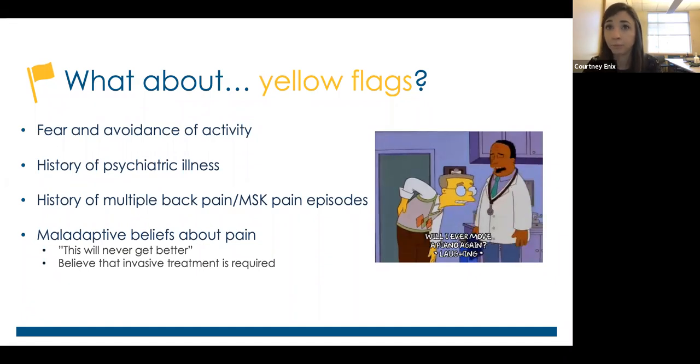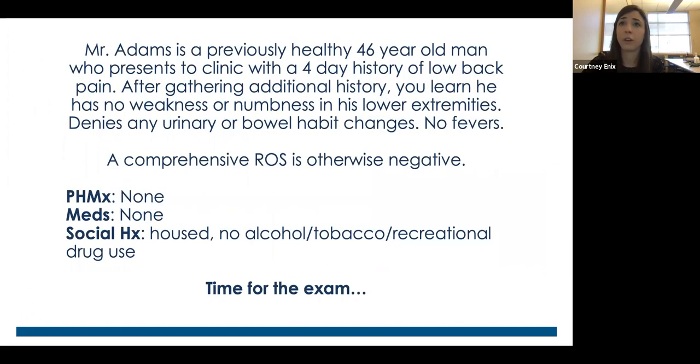So if we go back to our case, again, Mr. Adams, he is our previously healthy 46-year-old man who's coming in with this 4-day history of low back pain. After you gather some additional history, you learn that he has no weakness or numbness in his lower extremities. He denies any urinary or bowel habit changes, no fevers. I made it pretty easy to tell you that his otherwise review of systems is negative. He's got no past medical history, doesn't take any meds, he is housed, no alcohol, tobacco, or recreational drug use.